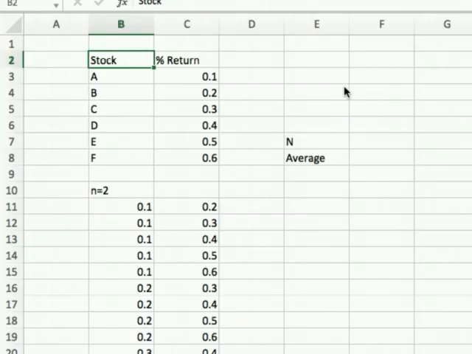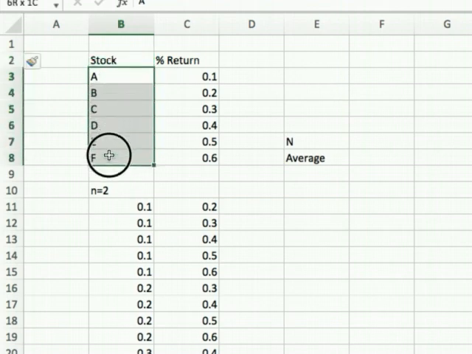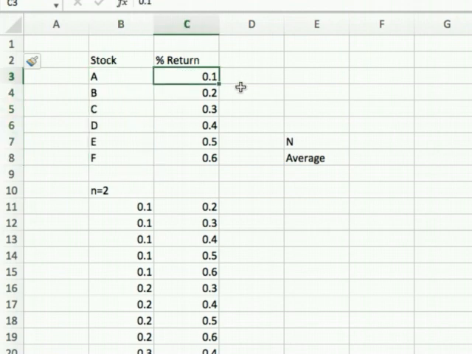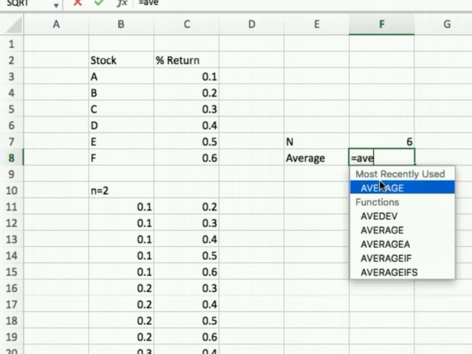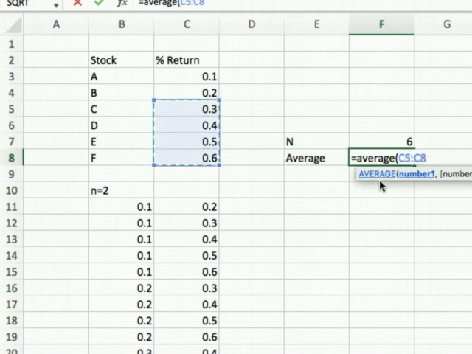Now I'll show you a simple example on how to construct the sampling distribution of the sample mean given a certain population. So my population is composed of just 6 elements. We have 6 stocks, and for each stock, we have here their respective rates of return. So for stock A, the rate of return is 10%, for B, it's 20%, and so on. So this is the population. I only have capital N equal to 6. And if I compute the average rate of return of all the 6, I get 35%.